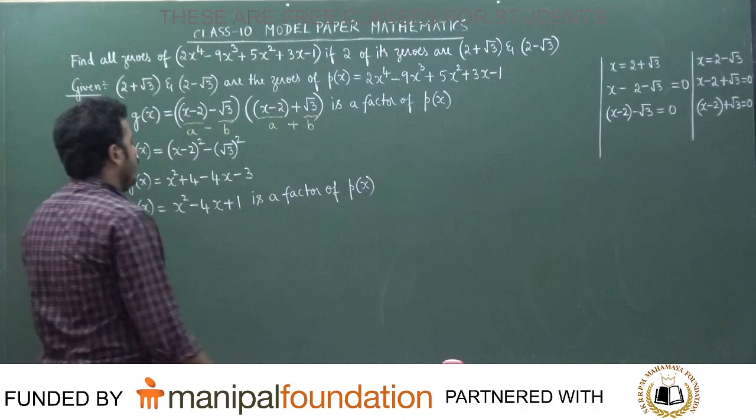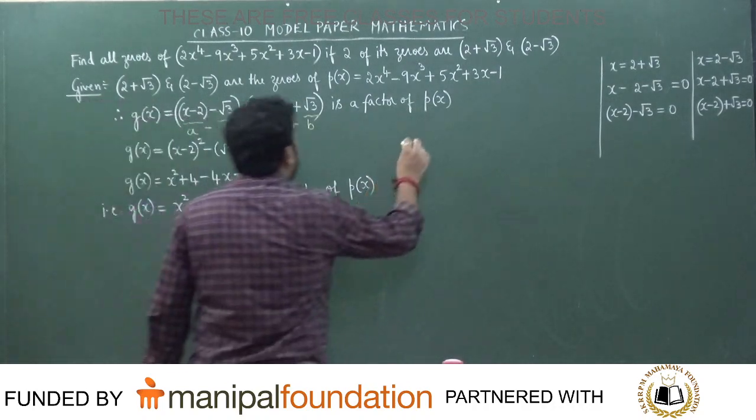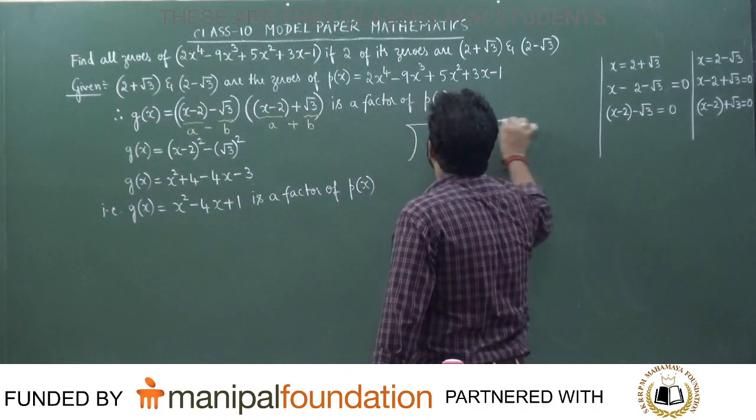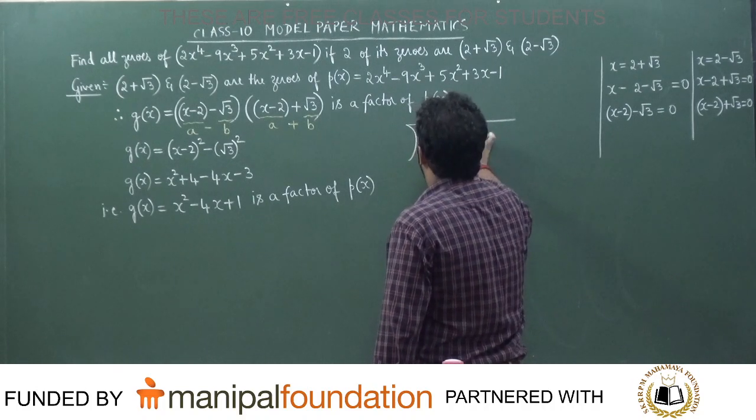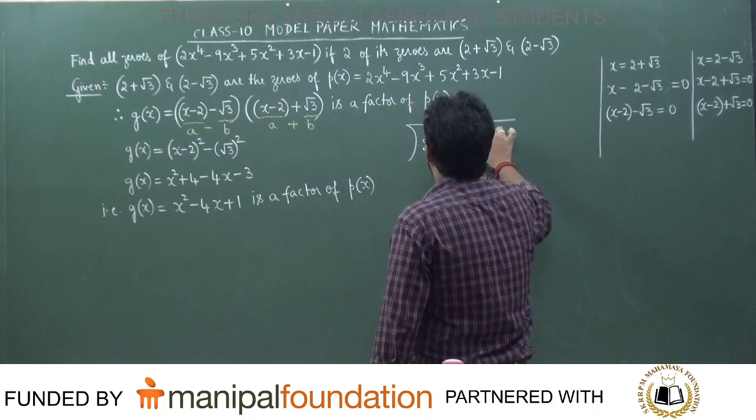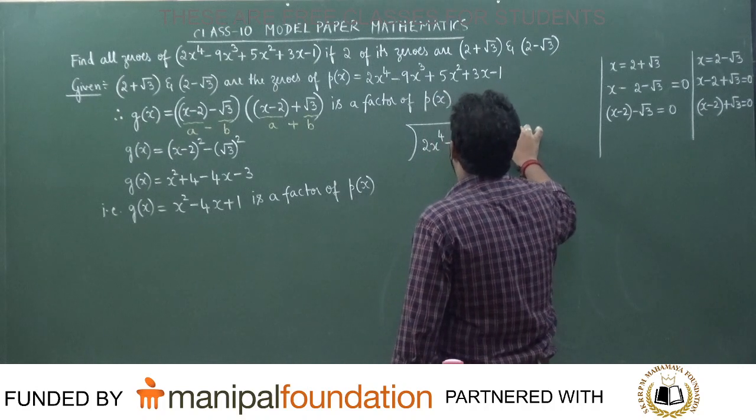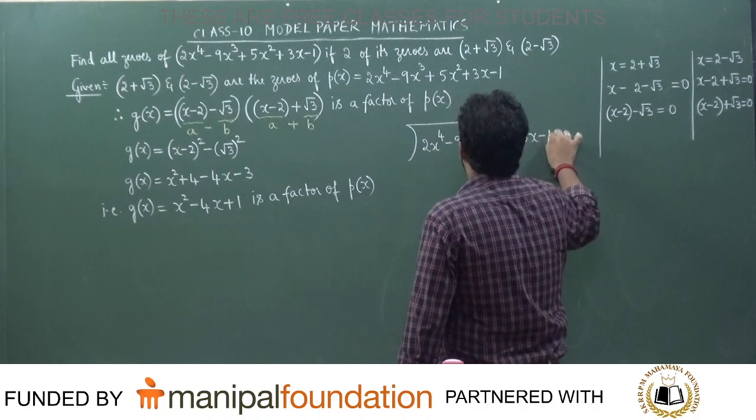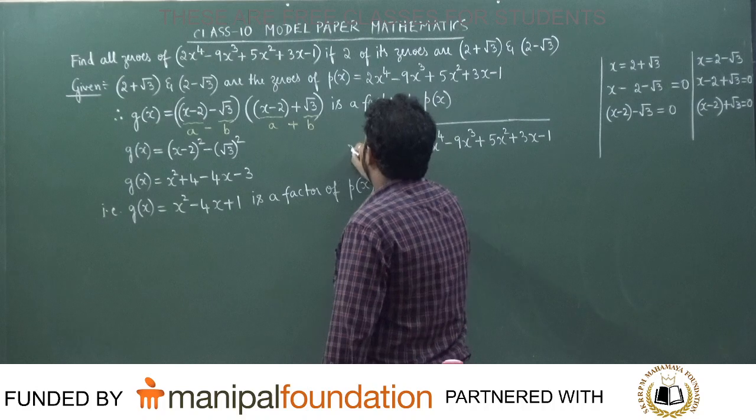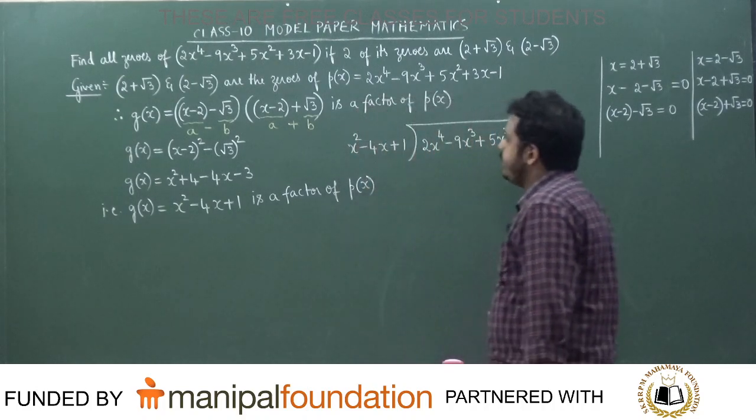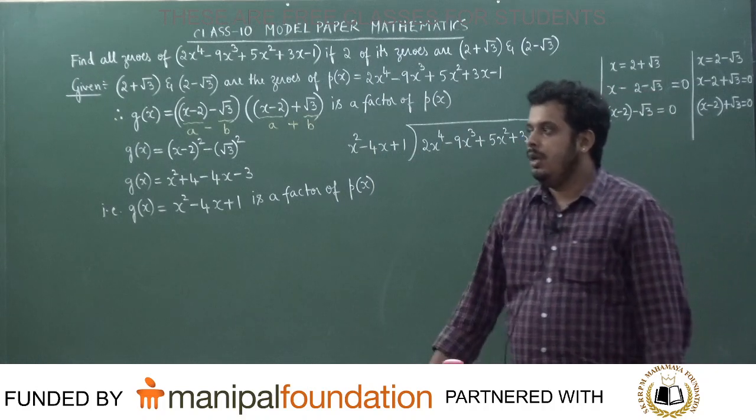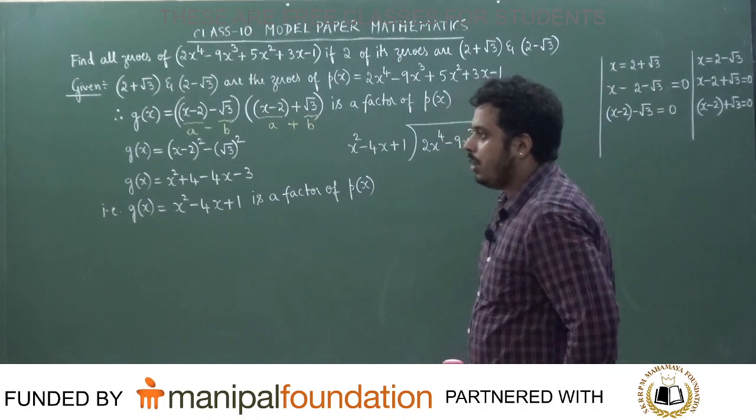Now next, what do you have to do? You have to do the long division. That's it. Then you will get the quotient. Put the quotient as 0. That's it. Divide 2x to the power 4 minus 9x cube plus 5x square plus 3x minus 1 by x square minus 4x plus 1. Is it okay? No term is missing there, students.